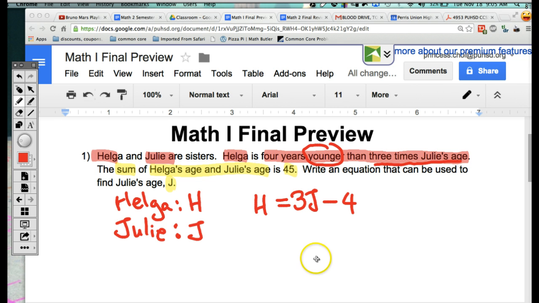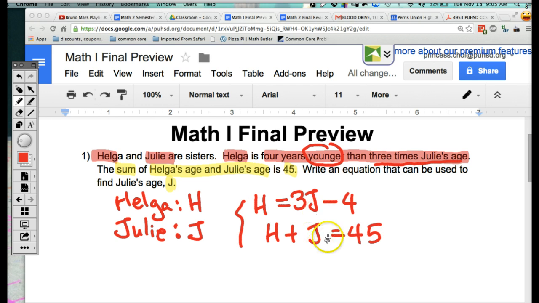Do you get this? And then when we happen to add Helga and Julie's age together, that's the yellow part right here, it's going to be 45. And that's it. We have to write an equation that can be used to find Julie's age, J. Okay? Now, because Miss Choi randomly came up with the numbers, if you try and solve this, you won't be able to come up with an answer.